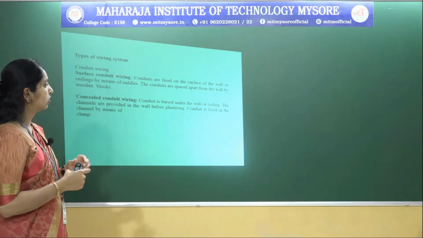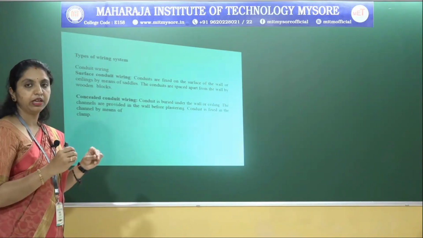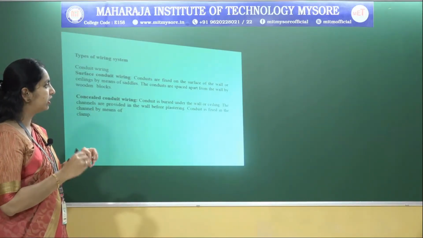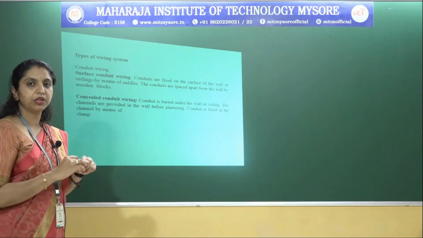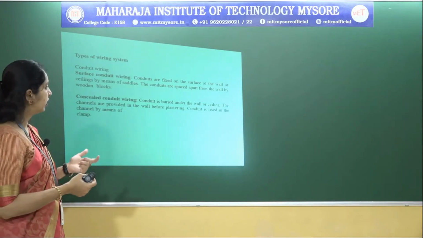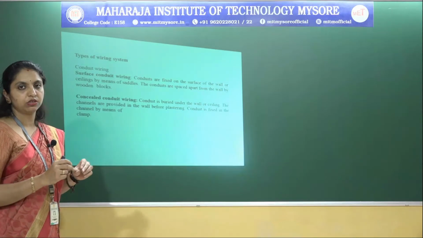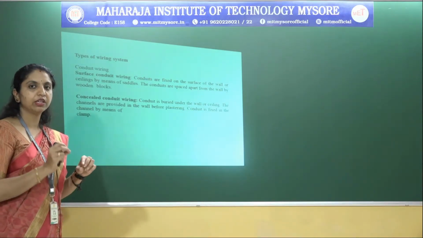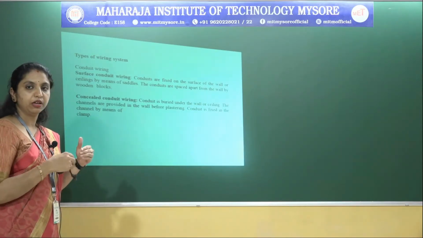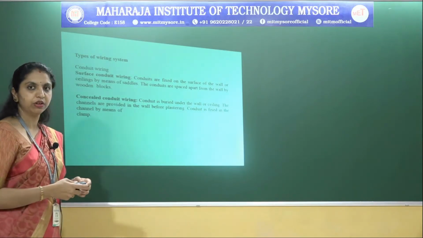And remember, you might have observed at your places, the wiring is made with conduits fixed on the surface of the wall. Sometimes when it is fixed on the surface of the wall or the ceilings by means of the saddles, the conduits are spaced apart from the wall by wooden blocks. You might have observed the wiring system made with wooden blocks. That is nothing but surface conduit wiring.